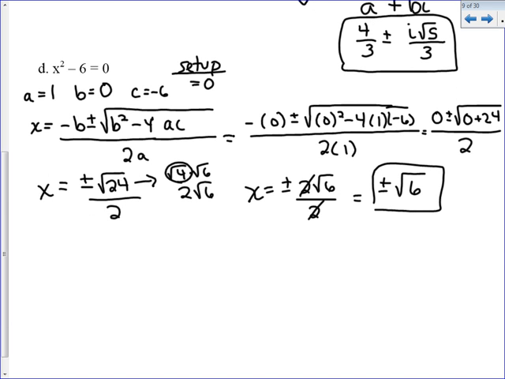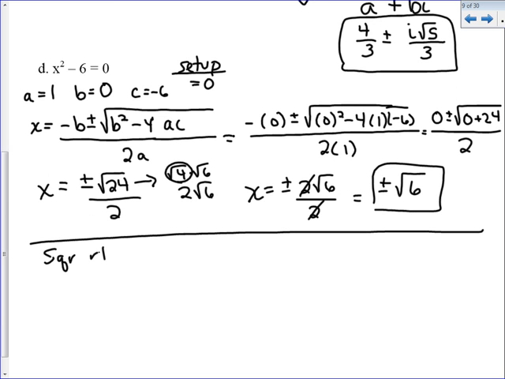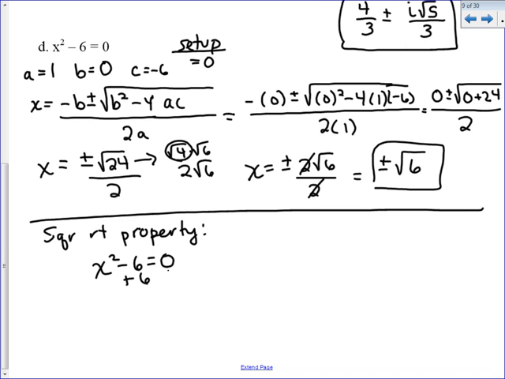Now, in reality, I would never use the quadratic formula on that problem unless I had to. If you're missing b, that's like what was on your drill today. I could do this whole problem using the square root property in 2 steps. So just to illustrate, it's not always the most efficient. That same problem, if I were using the square root property, I'd add 6 to both sides, take the square root. X equals plus or minus square root of 6. Much, much faster.